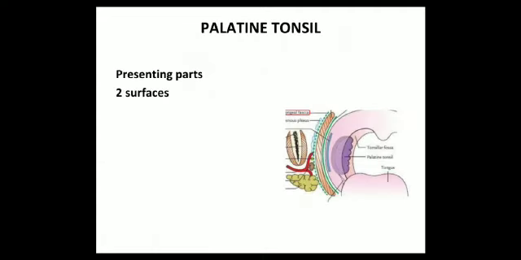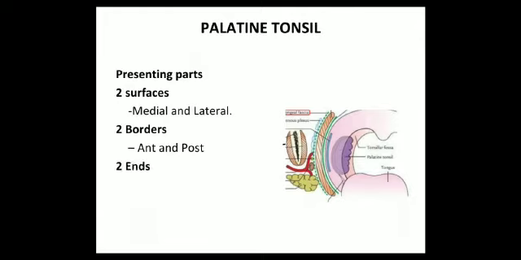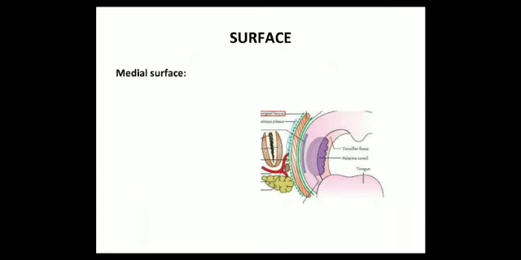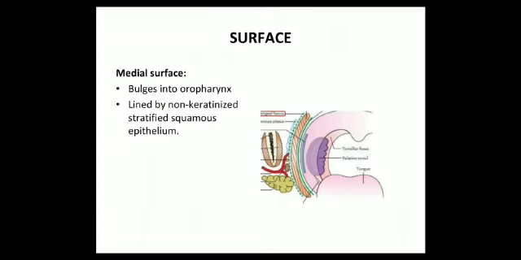Regarding the presenting parts, it has two surfaces, medial and lateral, two borders, anterior border and posterior border, and two ends, the upper and the lower end. The medial surface bulges into the oropharynx. It is lined by non-keratinized stratified squamous epithelium, and it shows the tonsillar pits and the intertonsillar cleft.